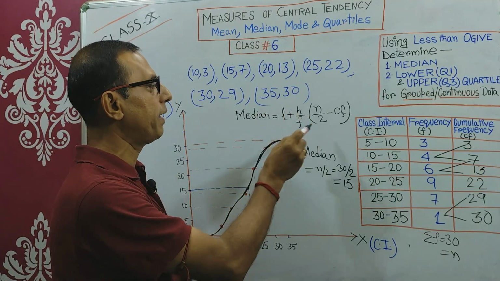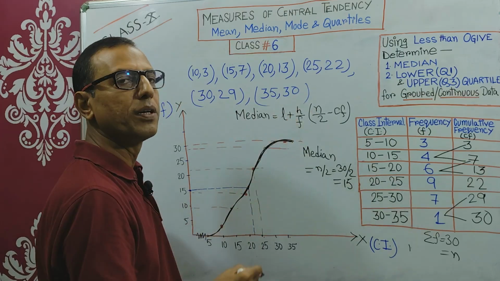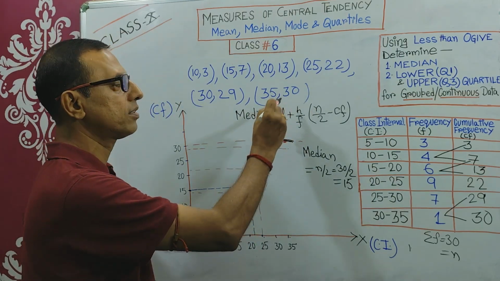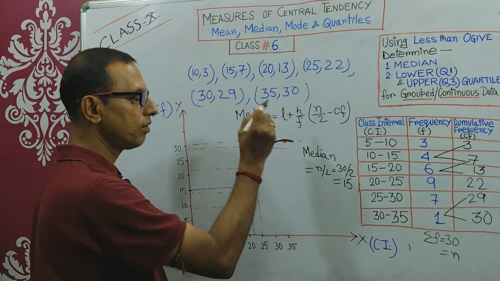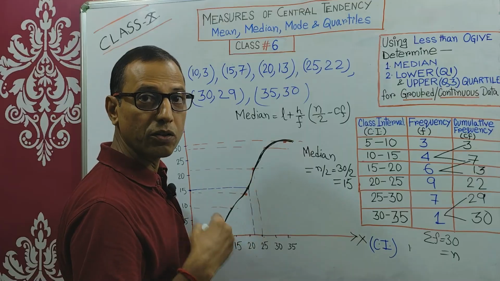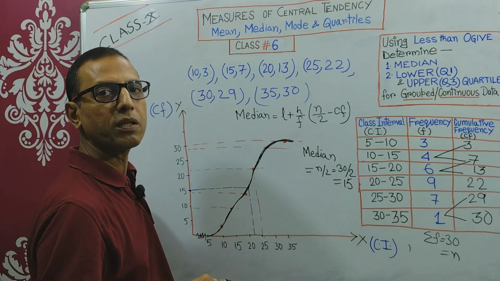Here I am not going to explain the entire formula again, I will just replace the values by saying which value is indicating what. So L is, first, when you are going to utilize the formula, you need to identify the median class.